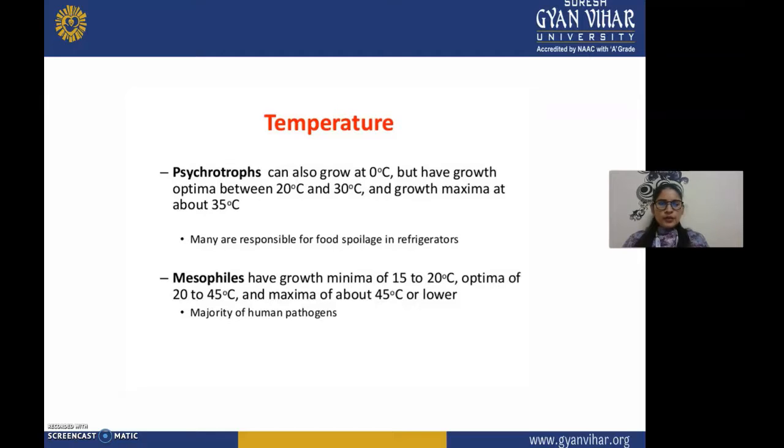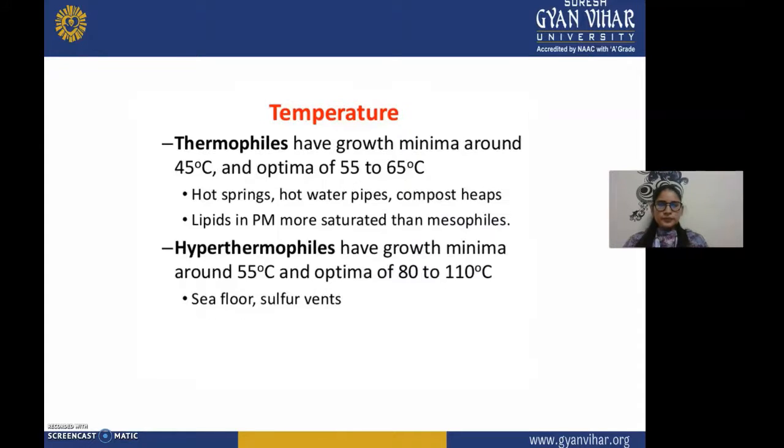Mesophiles have growth minima of 15 to 20 degrees Celsius, optima of 20 to 45 degrees Celsius, and maxima of about 45 degrees Celsius or lower. So the majority of human pathogens are of this type. Now thermophiles. Thermophiles have growth minima around 45 degrees Celsius and optima of 55 to 65 degrees Celsius.